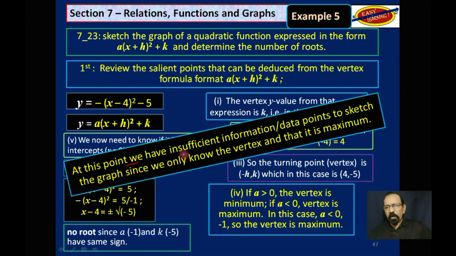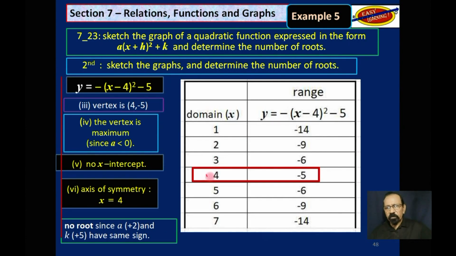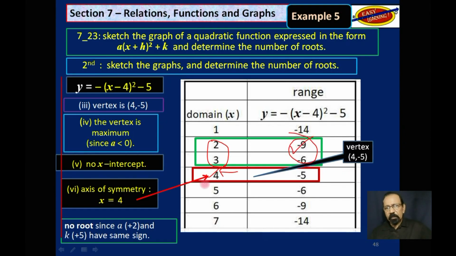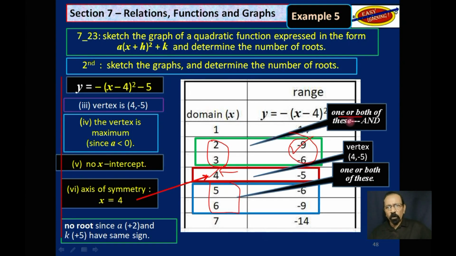At this point, we have insufficient information, data points, to sketch the graph, since we only know the vertex and that it is maximum. That's all we know. So we know this. Let's calculate 1 or 2 points on the left of that 4 on the x-axis, and we get these coordinates here. We get those, and let's calculate 1 or 2 points on the right. So as I said, we will need one or both of these on the left of that 4.